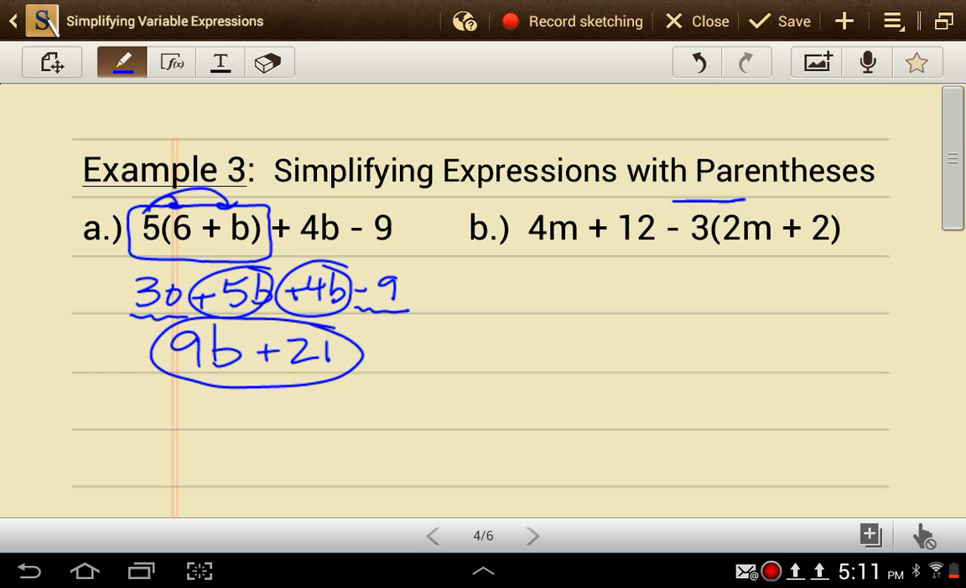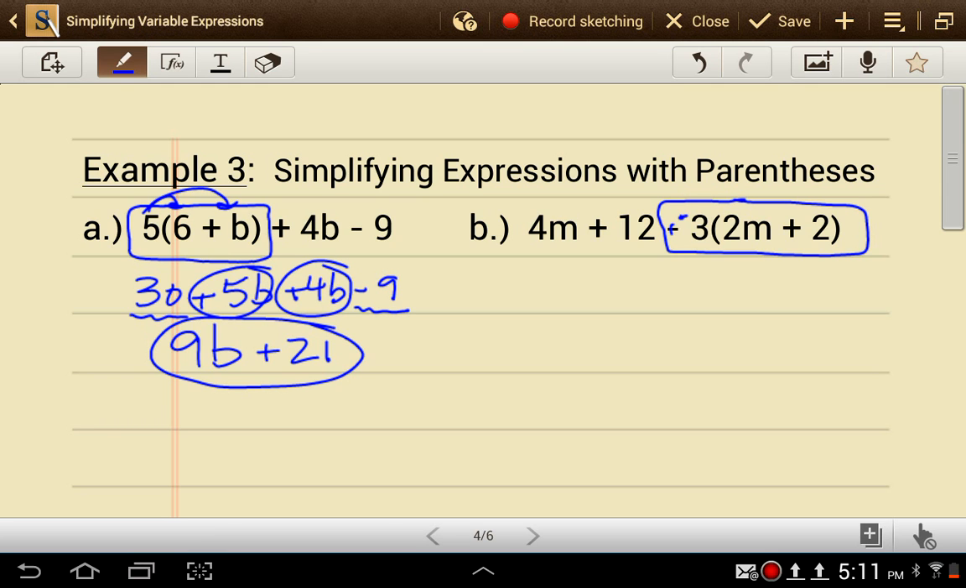Here's my distributive property, but I have a minus 3 in front, and that's very important. Again, I'm going to do a plus negative 3, and that's extremely important because you need to distribute a negative 3 to each number, not a minus and then positive 3. You will not get the correct answer.